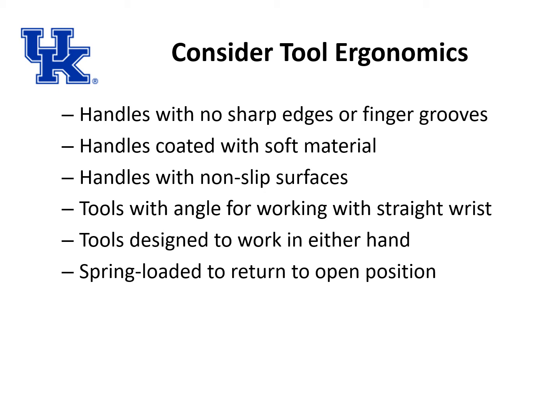Select tools with handles that are coated with a soft material so the force of the hard object is not placing contact pressure on your hand, which could cause an ergonomic injury. Select tools with non-slip handles to maintain a better grip. Find tools that are angled appropriately to allow you to work with a straight wrist. Straight tools are not always the best option because you are required to put your wrist in an awkward angle in order to get the work done.